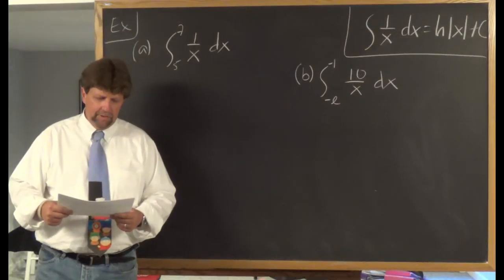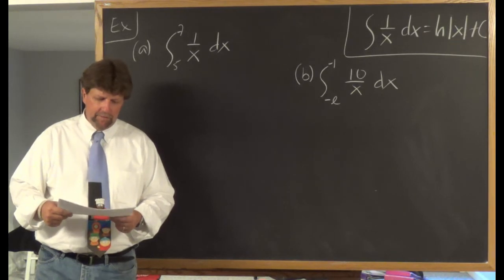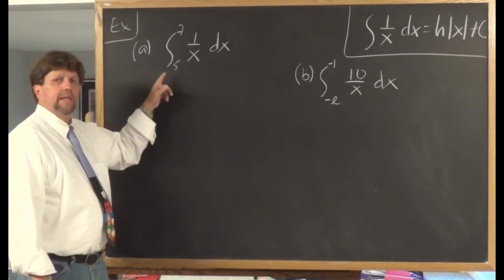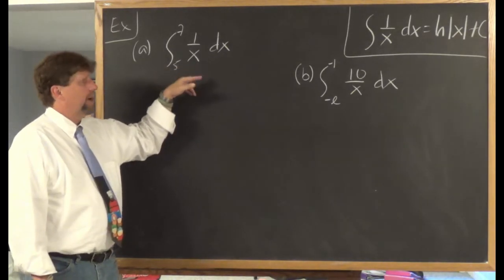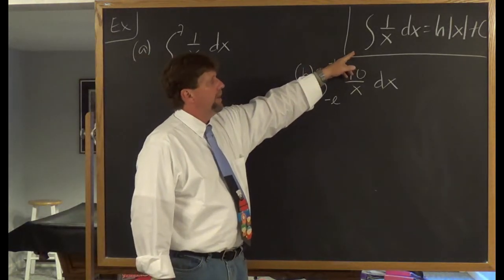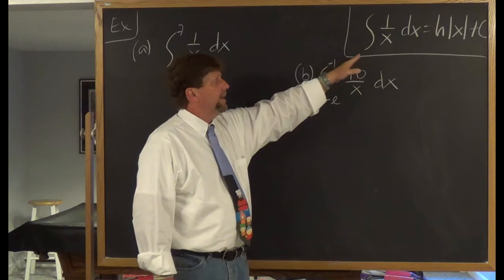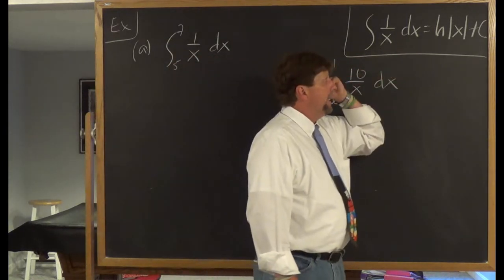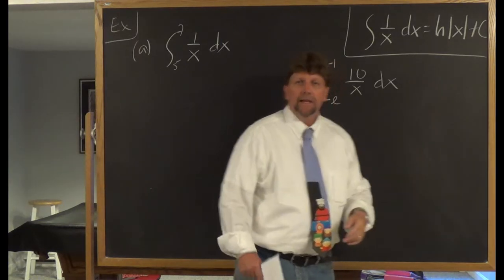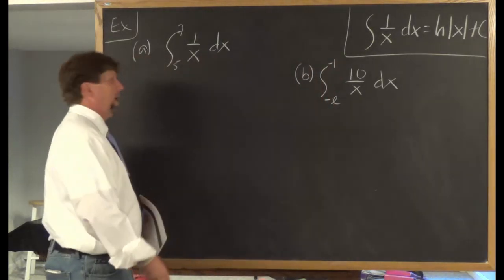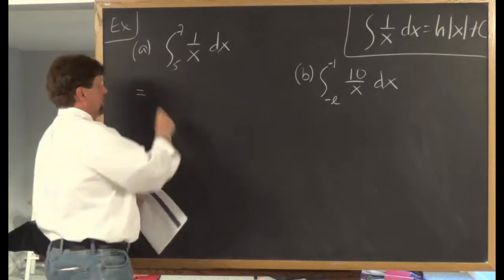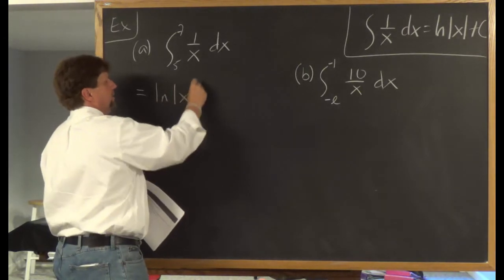Hey folks, so we left off with this example. First example, evaluate the following definite integrals. And the first one in part A was the integral from 5 to 7, 1 over x dx. So I put up here in the upper right hand corner of my chalkboard the rule that we just saw, that in general the antiderivative of 1 over x dx is the natural log absolute value x and then plus c. So it looks like for part A all we have to do is get an antiderivative for 1 over x, and that's natural log absolute value of x.